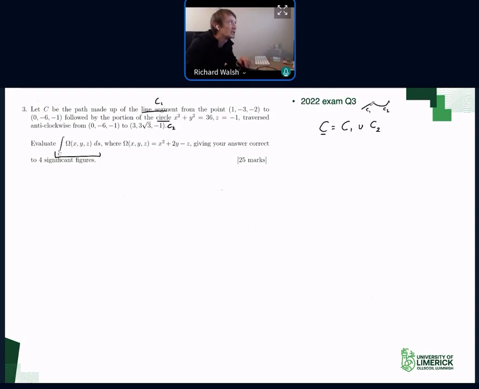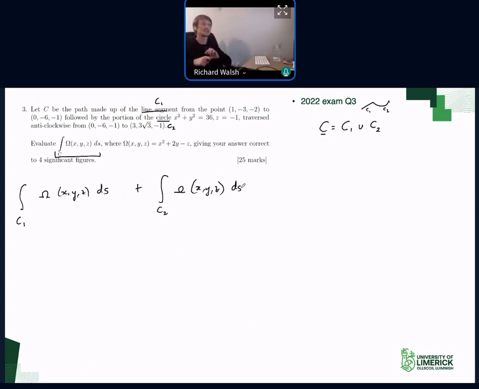We union them. In terms of working this out, we would work out the line integral for C1, omega xyz. We would work that out, and then we would add the answer to the integral around C2. So we're essentially going to do what we did in the 2021 paper. We're just going to do that twice and add the answers together, right? So we parameterized the line segment the last day, but we can go through it again.